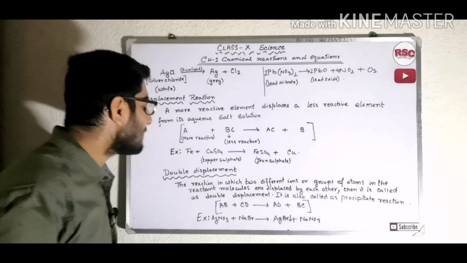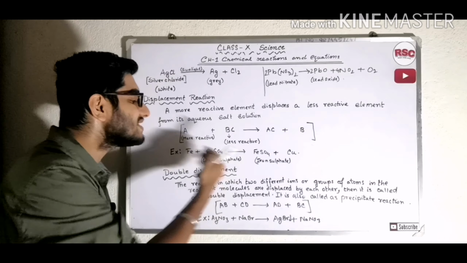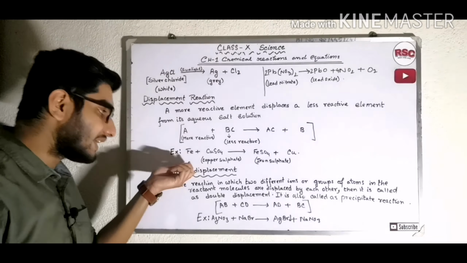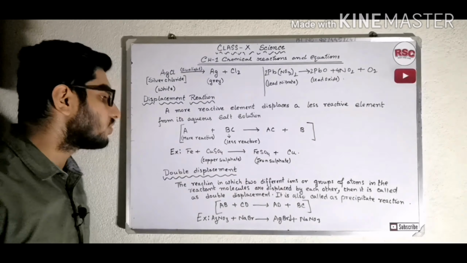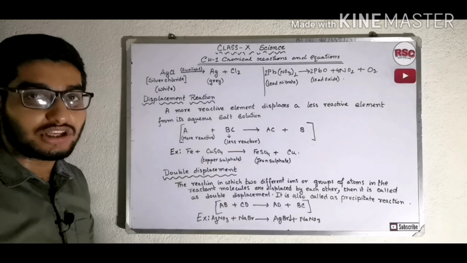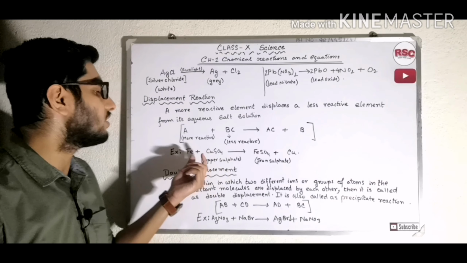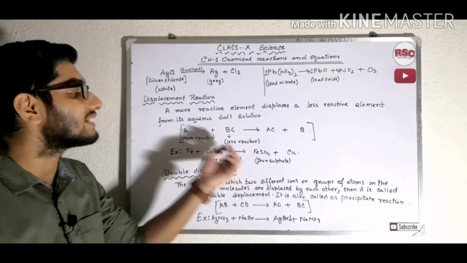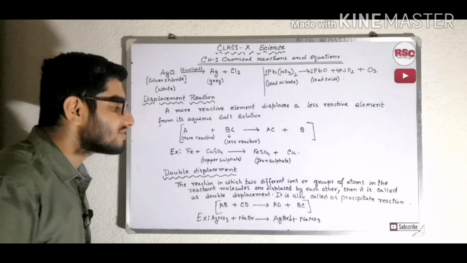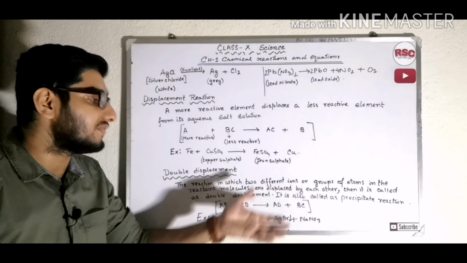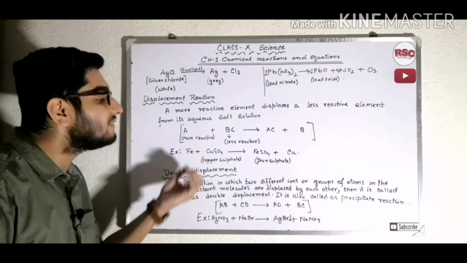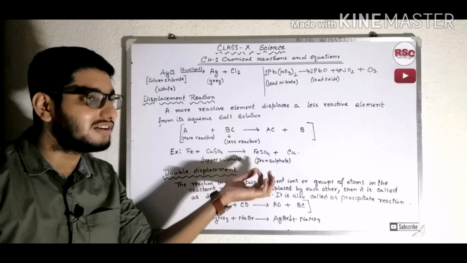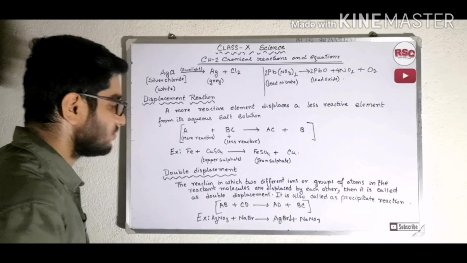Now I am giving you an example also. See, Fe plus CuSO4. Over here, Fe, iron, which is more reactive, displaces copper from copper sulfate, that is the aqueous solution. The copper gets displaced and the iron sits with SO4, so it becomes iron sulfate. So the reaction is Fe plus CuSO4, the Cu gets displaced, so it becomes FeSO4 plus Cu.